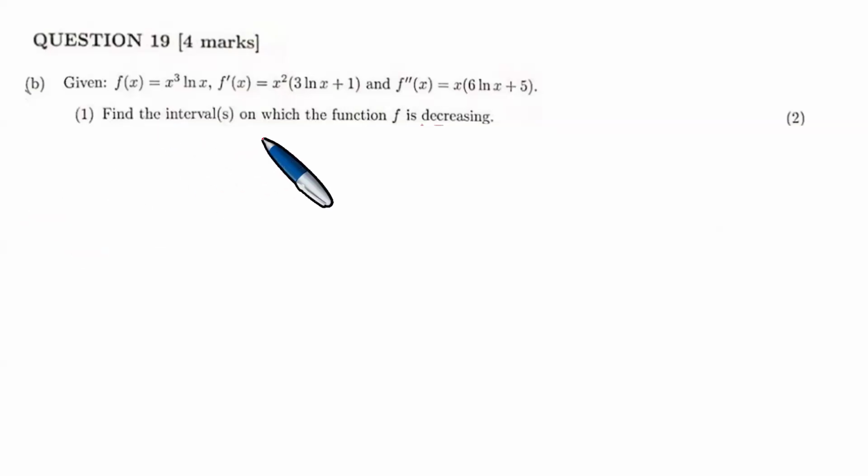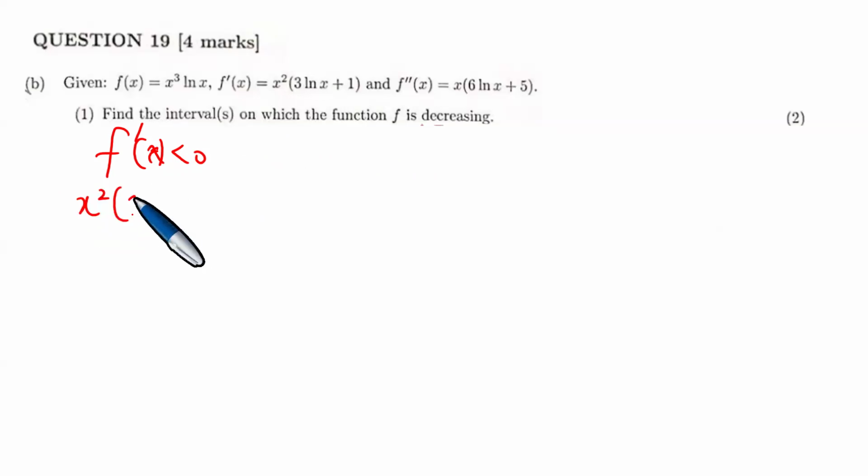Find the intervals on which the function f is decreasing. Right, so we understand, therefore, that for the function f to be decreasing, it actually means that the first derivative of the function is negative. And this means that we have x squared, 3 ln x plus 1, is negative.